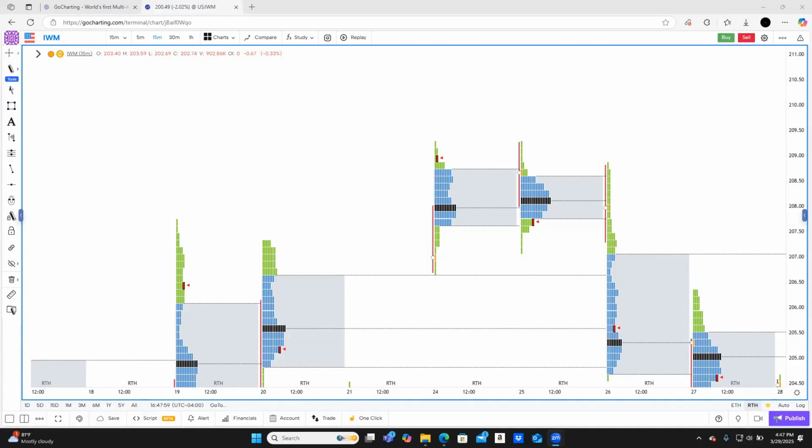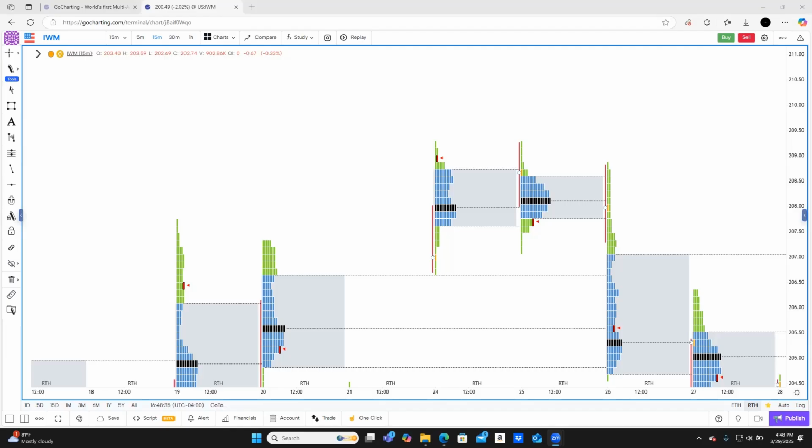Market auction theory, or auction market theory, ATM. What is auction market theory? Auction market theory is basically a philosophy that financial markets move higher and lower due to imbalances between buyer and seller aggression. And that aggression continues, whether buyers are in control and being aggressive or sellers are in control and being aggressive, until they meet fair value.